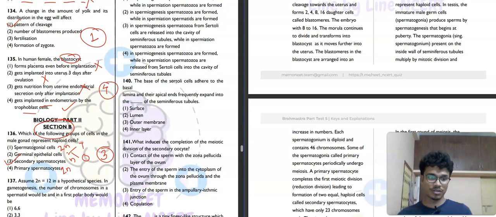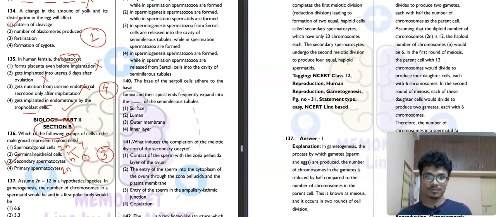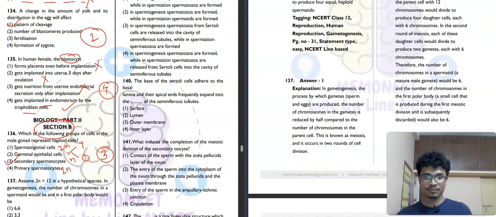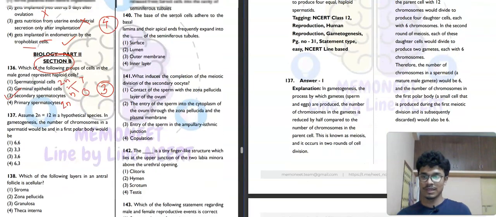Now moving towards the next question, 137. It is saying assume 2n is equal to 12 in a hypothetical species. In gametogenesis, the number of chromosomes in a spermatid would be, in a first polar body would be. So we need to identify spermatid and first polar body. We need to understand first that in gametogenesis, the process by which gametes are produced, the number of chromosomes in the gametes is reduced by half compared to the number of chromosomes.